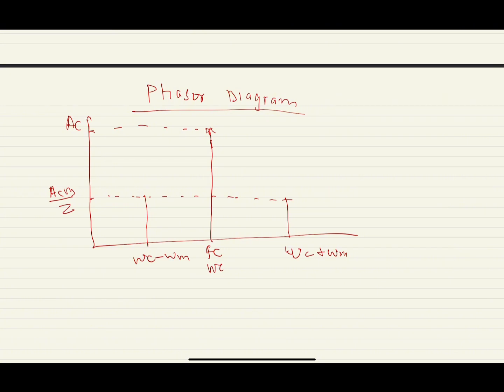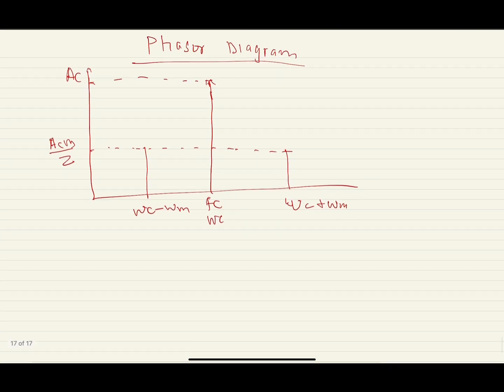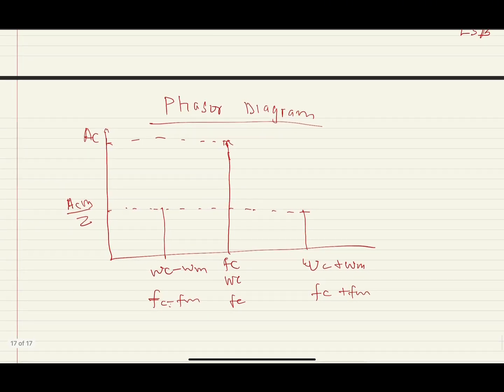Most of the time it is best to represent it by the various frequencies, so instead of omega C, you can see FC plus or minus FM, and then FC here, and FC plus FM. So this is a phasor diagram for the AM wave, and we have the lower sideband, the double sideband, and then the upper sideband, all having an amplitude of AC M over 2, and then AC, where M is the modulation index and AC is the amplitude of the carrier.